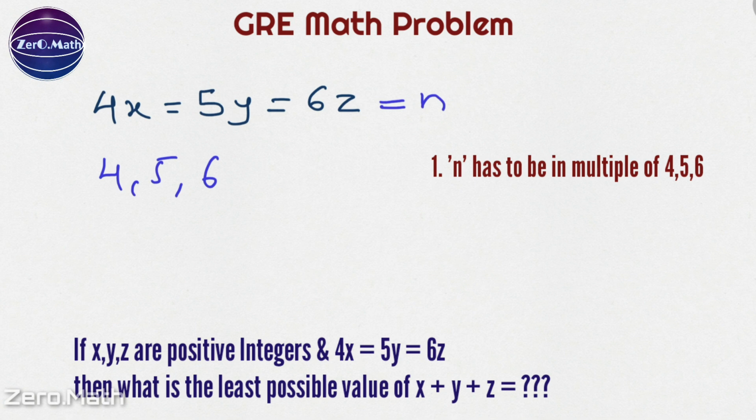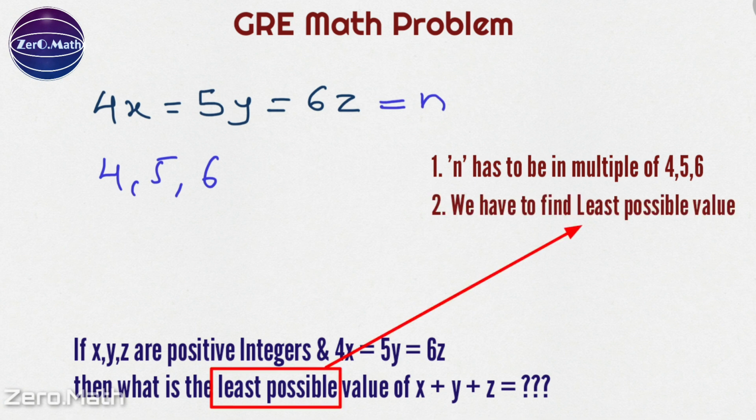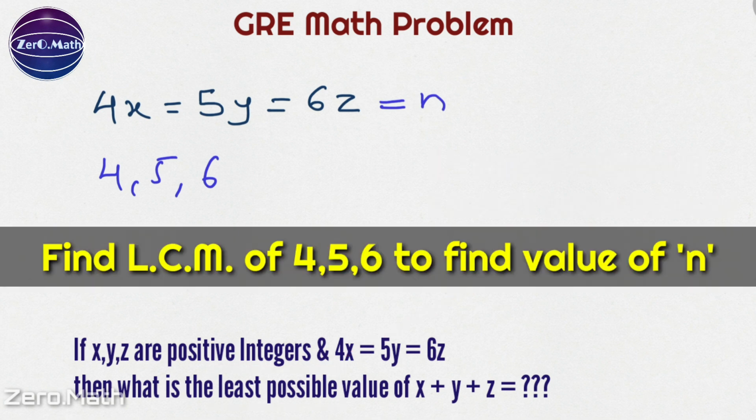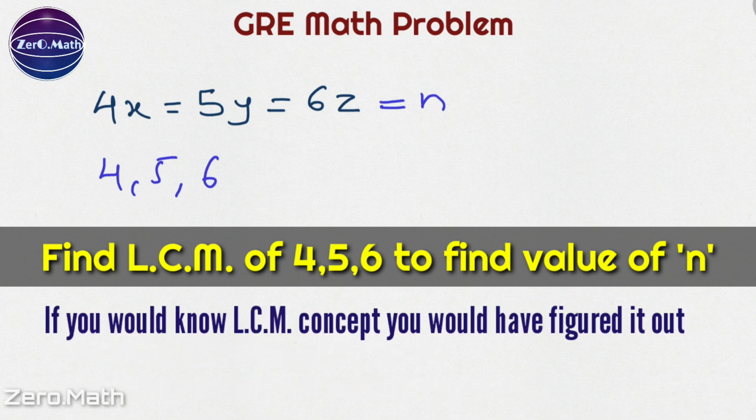Also, we have been asked to find the least possible value of an equation. Hence, we have to find out the LCM of 4, 5 and 6 to figure out the value of n. This is the crack. If you know the LCM concept, you would have easily figured it out.